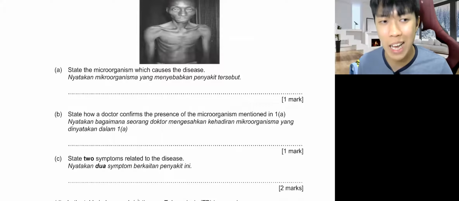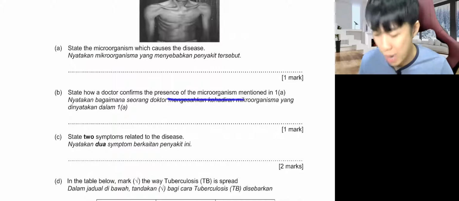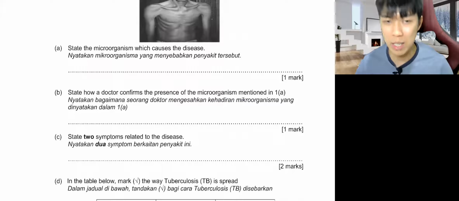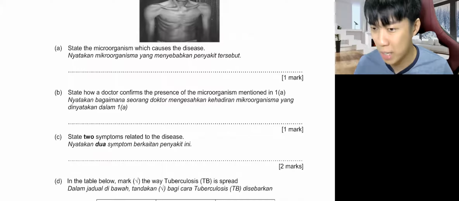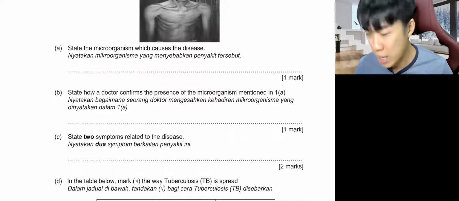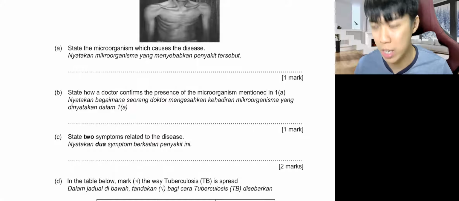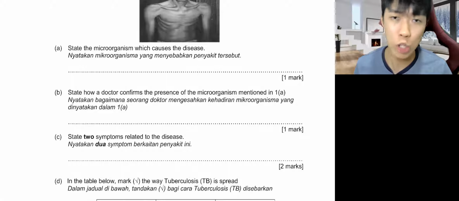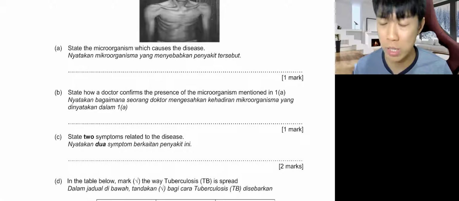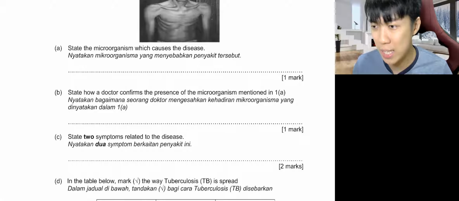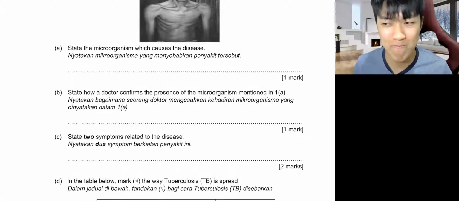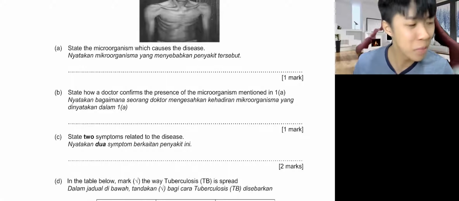Okay, state how a doctor confirmed the presence of microorganisms mentioned. This is a bit more than what we learned, but it's okay, you can learn it now. Tuberculosis is a lung infection. How does a doctor confirm a TB or tuberculosis patient? Do you know? Anyone else? Wild guess? Blood test? No, not a blood test.